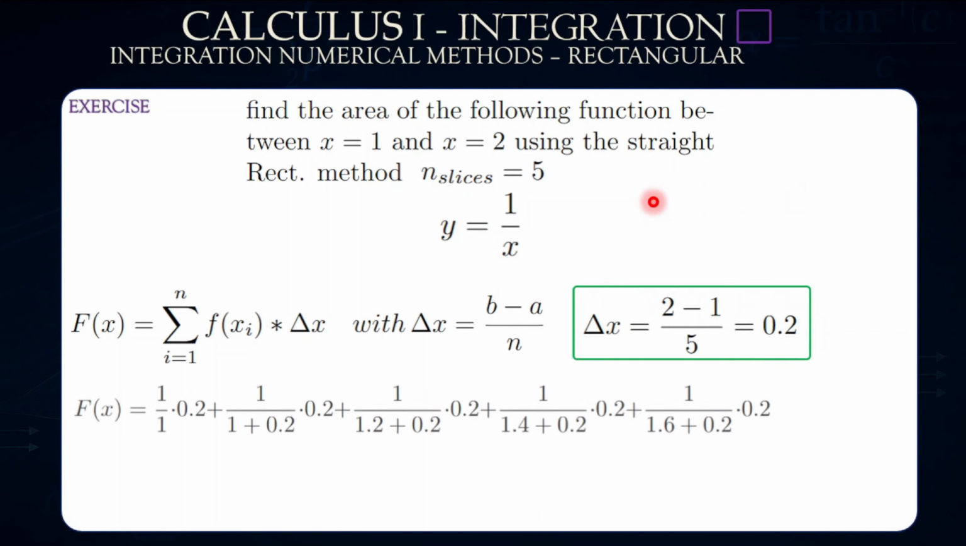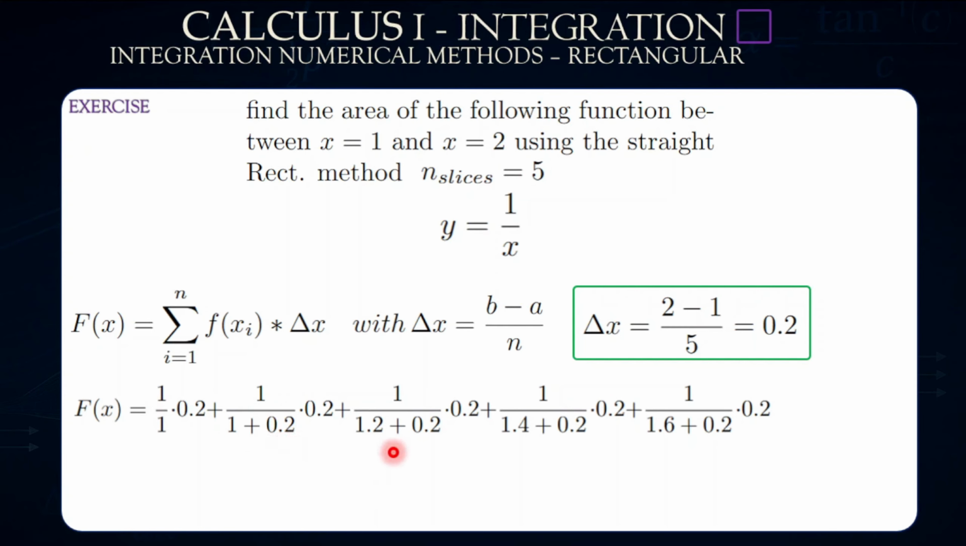Okay, so f(x) is equal to, remember we have 5 slices. It is 1, because for the first rectangle, we're starting from x equal 1. That's a, the first boundary. Times, for x equal 1, f(x) is 1 divided by 1, times delta x, which is the constant here. That's the constant multiplier throughout all the areas. So 1 times 0.2 plus 1 over x. The second x is 1 plus 0.2.